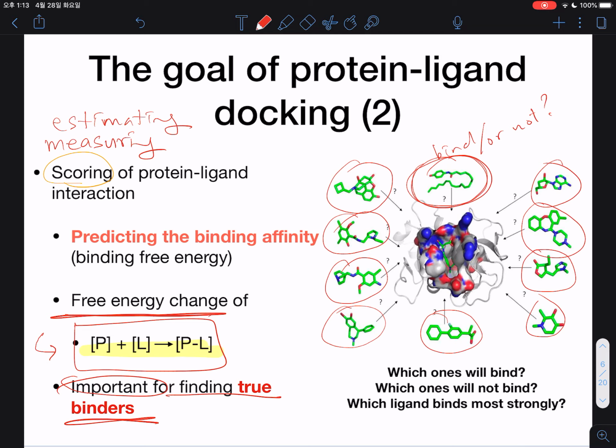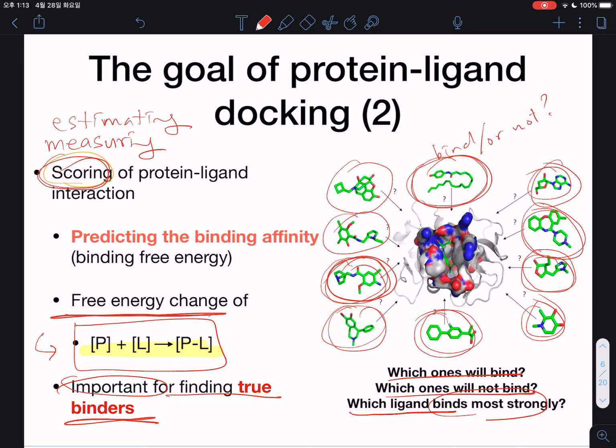So that is the goal of protein ligand docking. But in order to do that, we need some kind of function to measure the strengths of interaction between protein and each ligand. So the question is, which one will bind? Which one will not bind, and which ligand will bind most strongly?